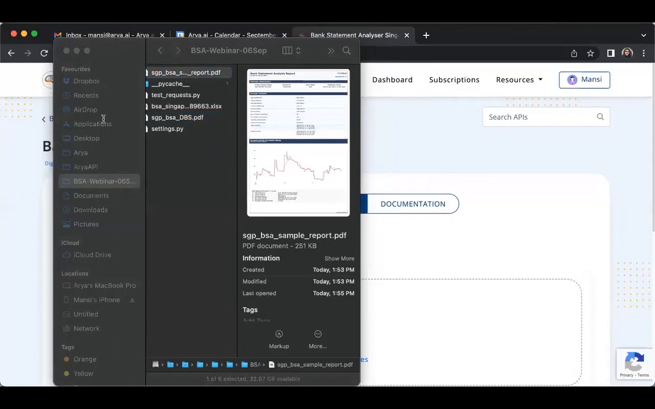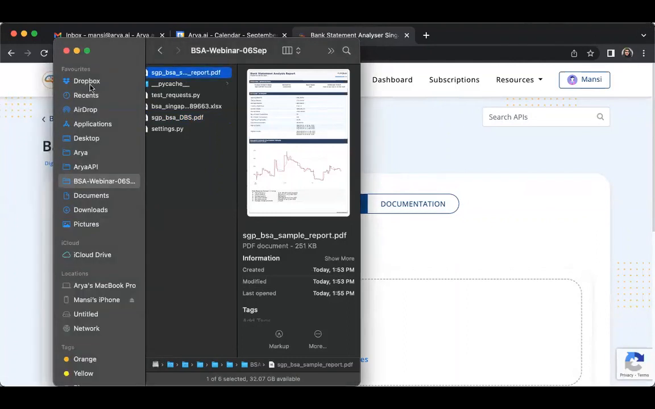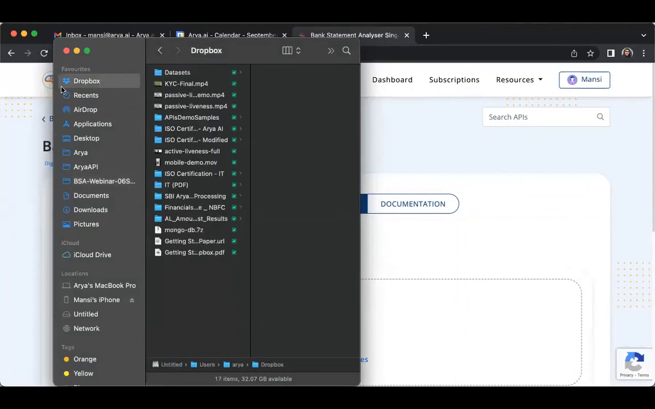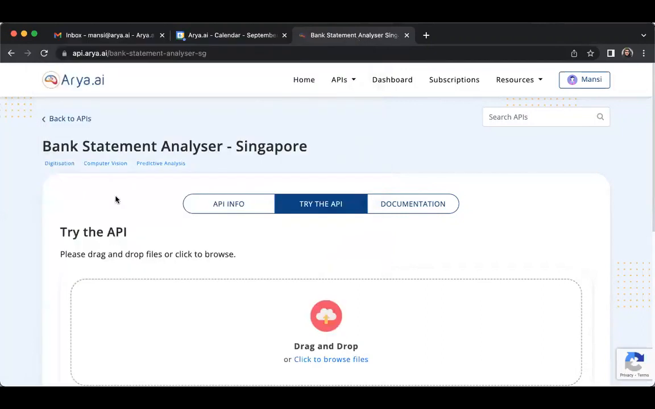I hope you can see the PDF report here. Just a minute, I'll minimize the other window. Okay, I'll just share my screen so that the PDF is visible.